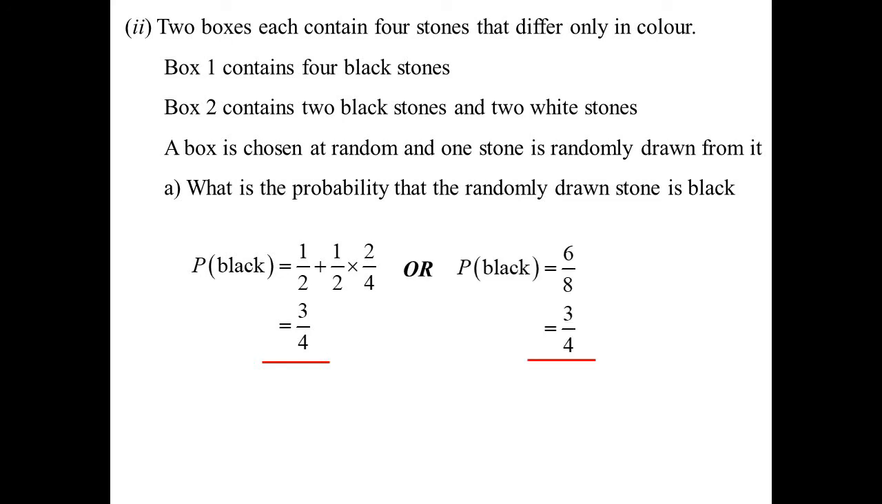Of course, the other way we could have done this one is simply to say, well, there are 8 stones all up. 6 of them are black. Did it really matter which box? Is it any different to saying, let's put all the stones together and just pick one? In that case, 6 out of 8, and again, you get 3 out of 4.